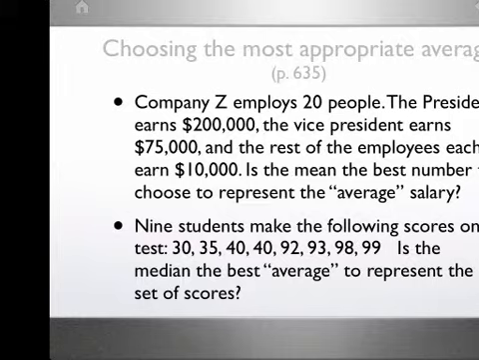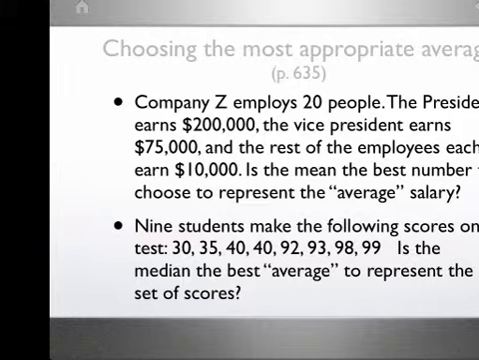Here are two real-life examples where we have to think about which measure of central tendency, mean, median, or mode, would be the most appropriate to represent the average. So you've got company Z, they employ 20 people. The president earns $200,000, the vice president earns $75,000, and the rest of the employees, 18 employees, each earn $10,000. Now, is the mean the best number to choose to represent the average salary?